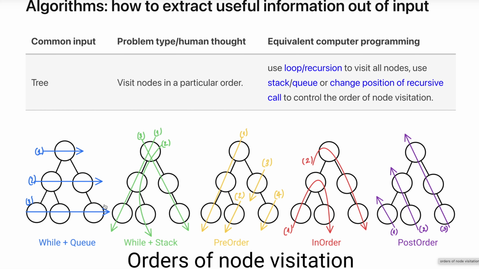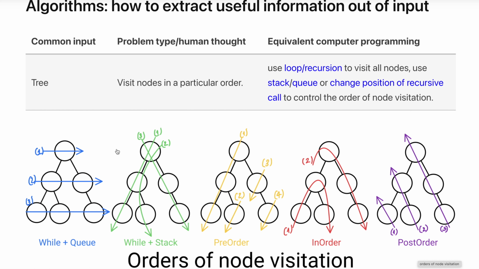And in this picture, we have a summary of the order of node visitation with different methods. While loop and queue data structure, visit node layer by layer, the closest layer first. While loop and stack data structure, visit node from root to leaf first, one path at a time. Recursion with PreOrder, 1, 2, 3, and 4. Recursion with InOrder, 1 and 2. Recursion with PostOrder, 1, 2, and 3.